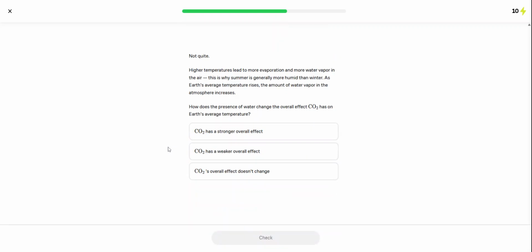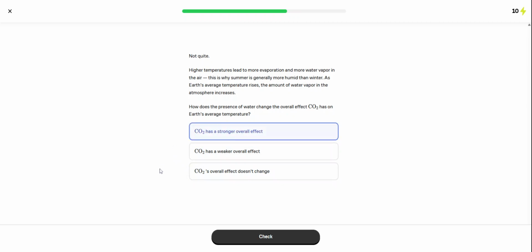Oh, not quite. Higher temperatures lead to more evaporation, more water vapor in the air. This is why summer is generally more humid than winter. As Earth's average temperature rises, the amount of water vapor in the atmosphere increases. So, how does the presence of water vapor change the overall effect CO2 has on Earth's average temperature? Is it a stronger overall effect, weaker overall effect, or doesn't change?